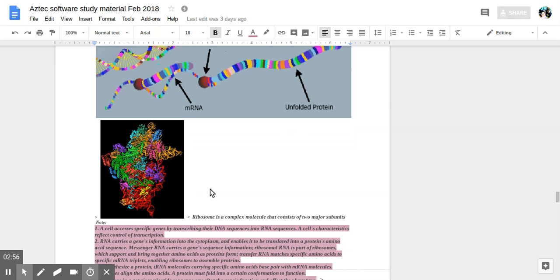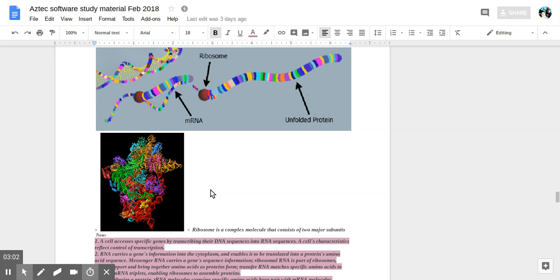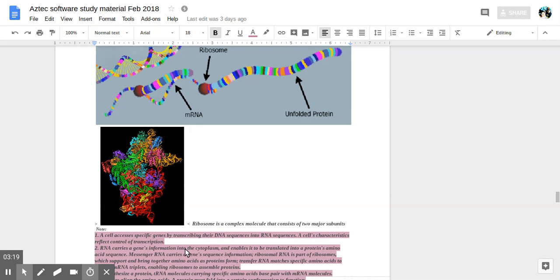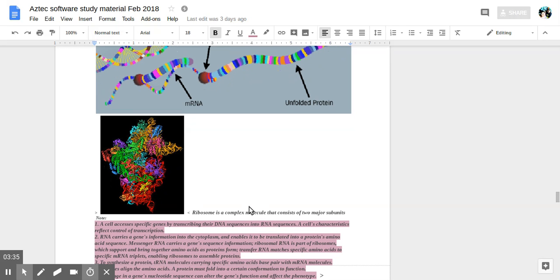A cell's characteristics reflect control of transcription. RNA carries the gene's information into the cytoplasm and enables it to be translated into a protein's amino acid sequence. Messenger RNA carries the gene sequence information. Ribosomal RNA is part of the ribosomes, so it supports and brings together amino acids as proteins form. Transfer RNA matches specific amino acids to specific mRNA triplets or codons, enabling ribosomes to assemble proteins.